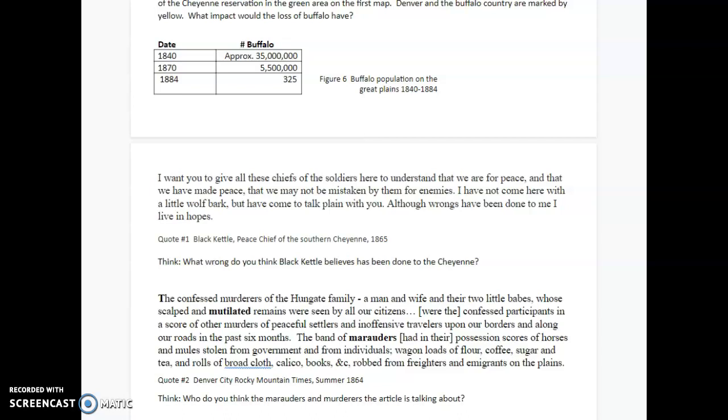First, look up the word mutilated, and then the word marauders if you don't know what those mean. But who are the marauders and murderers the article is talking about? And why would they be committing these murders?